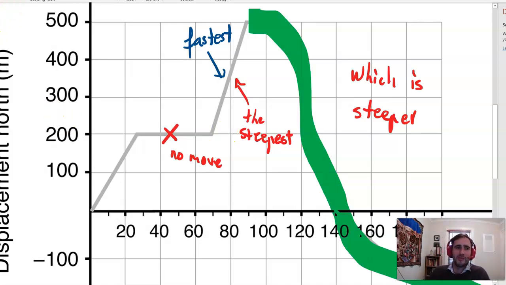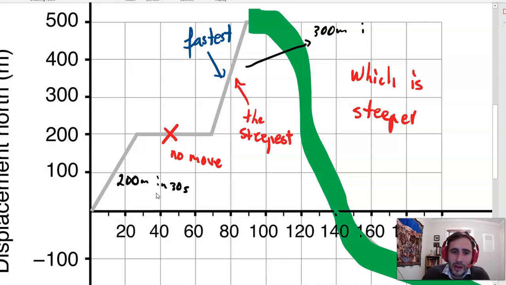And if you want to jump the gun to the next lesson, it's to do with how much displacement is actually covered in how much time. We could do that really quickly. This is 200 meters in 30 seconds, okay? 200 meters in 30 seconds. And this is 200 to 500 meters, so it's really 300 meters. Again, this is 70 to 100. Not even, that's 70 to 80. So that's 20 seconds. 300 meters in 20 seconds.